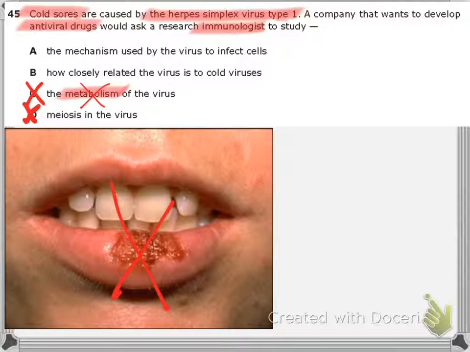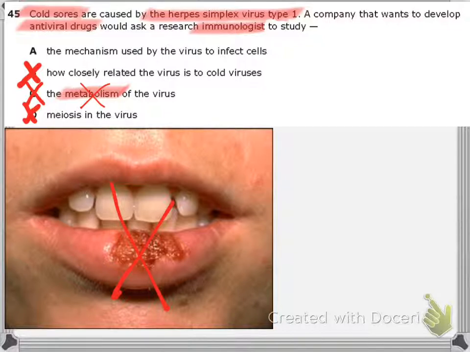And let's talk about A real quick. So bye-bye B. All right, A says the mechanism used by the virus to infect cells. So we know that viruses, they're not really classified as living. They land on a cell, they inject their DNA or RNA, and they get the cell to reproduce themselves. They get the cell to make copies of this virus, right? So the only thing we need to block is how they can get into the cells. If we block that, they're worthless.